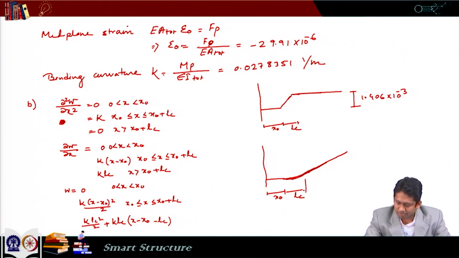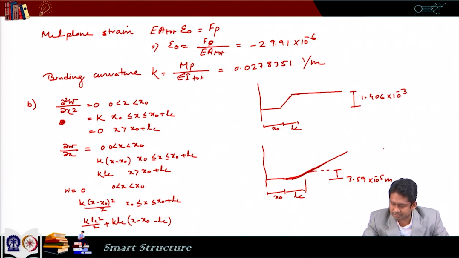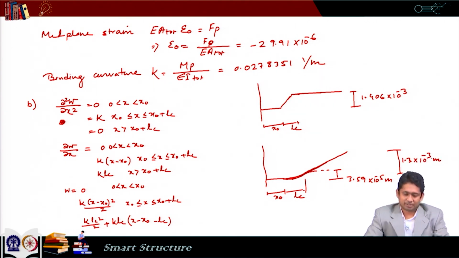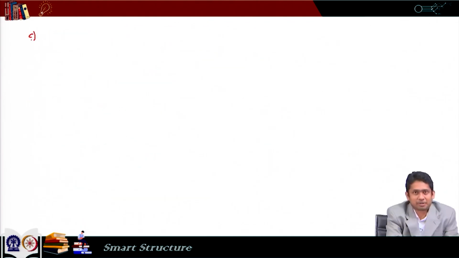Now, at the end of the piezo zone where the curvature ends, the displacement is 3.59 into 10 to the power minus 5 meter, and at the end of the beam, at the end of 1 meter, the displacement is 1.3 into 10 to the power minus 3 meter. So, we have found out the deflected shape. Now, we have to solve the C part of the problem, where it asks for the extension.